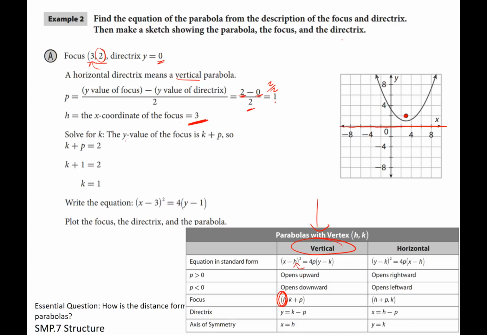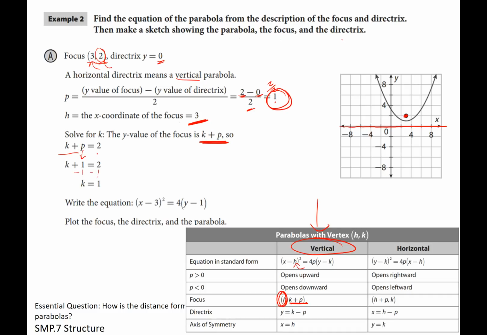To solve for the k, the y value of the focus is equal to k plus p, right? It says that right here in our chart. Remember, you get the chart on the test. So the y value of the focus is 2, so we're going to set k plus p equal to 2. Up here, we calculated that p was 1, so I can substitute that in for p.